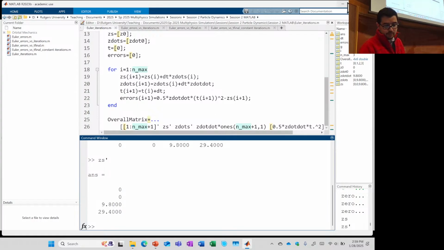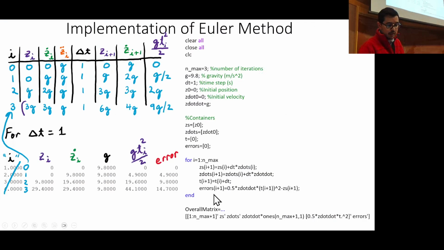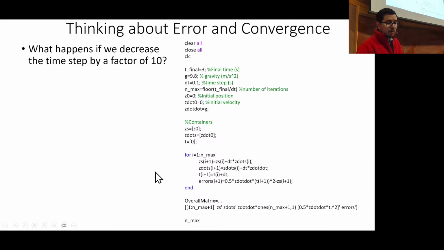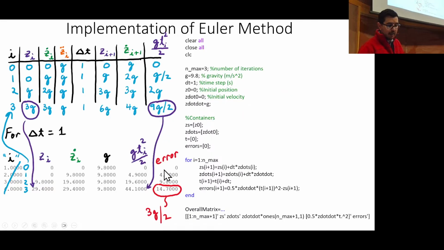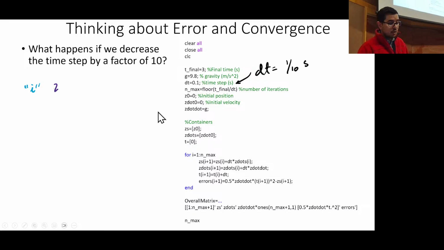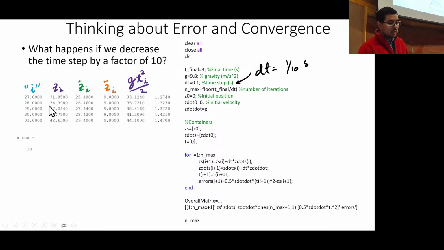All right. Now, the computer can calculate this very quickly and tell us what the error is numerically. What happens if we decrease the time step by a factor of 10? Here, we had quite a lot of error by the time we went 3 seconds in, 3g over 2. But if we have 10 times as many time steps, that means we divide the time step by a factor of 10. So now, for example, I have to run 30.